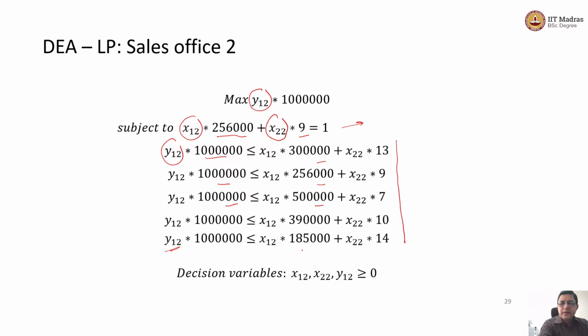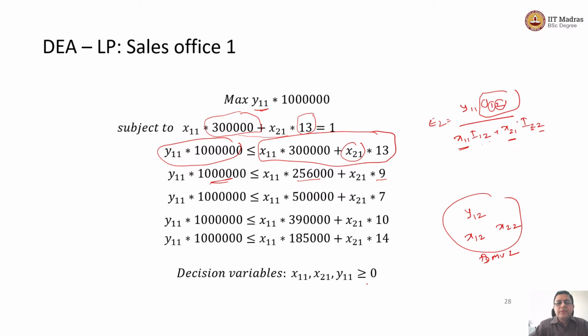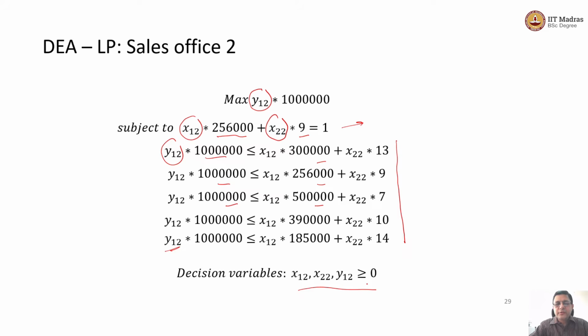All the 5 DMUs need to have an efficiency of less than or equal to 1. However, they should now calculate the efficiency using the weights used by sales office 2. Right. And of course, we will make sure that the decision variables are non-negative. Right. So once again, understand the difference between this formulation, which was for sales office 1, and this formulation, which is for sales office 2.